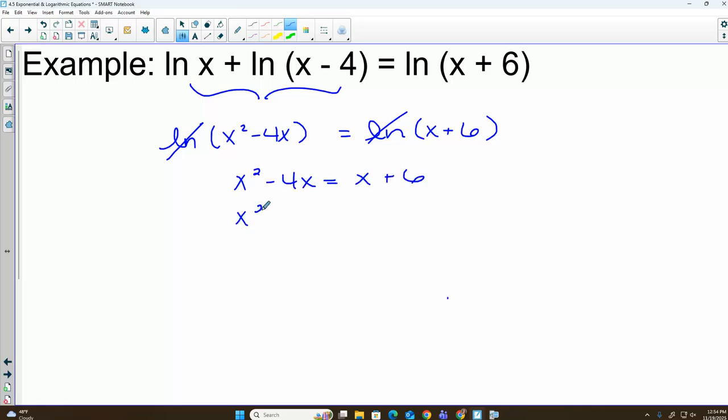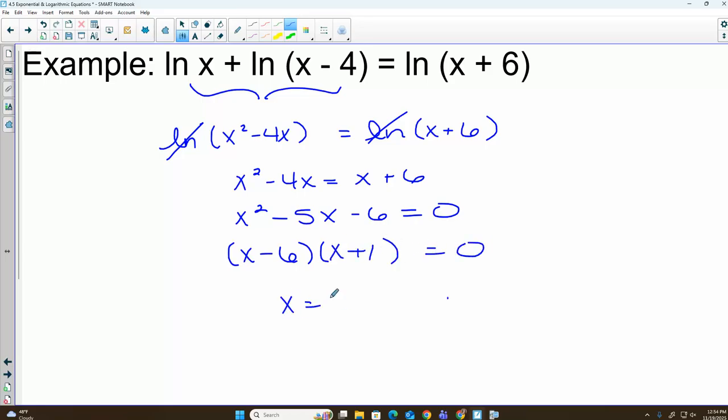So if we get it equal to 0, it'll be x minus 6, x plus 1. So x is 6 and negative 1. And then we check, 6 minus 4 is positive, 6 is positive, 6 plus 6 is positive, that one's good. Negative 1 is not. So 6 is the only answer that would work. All right.